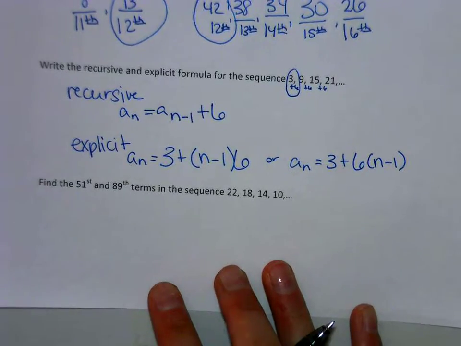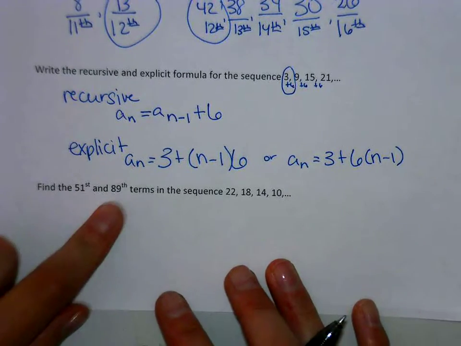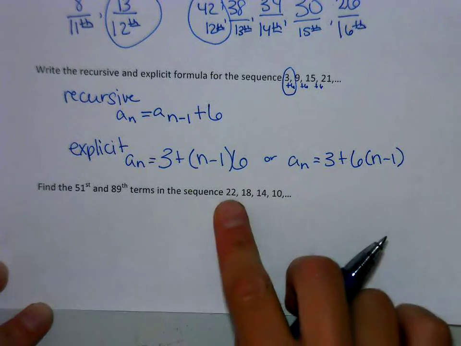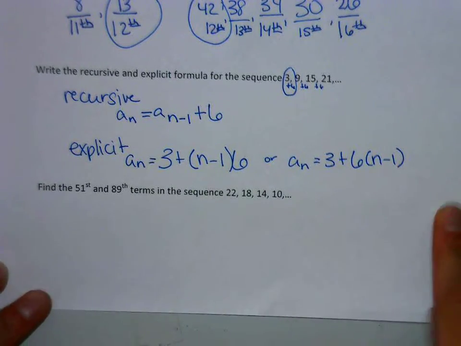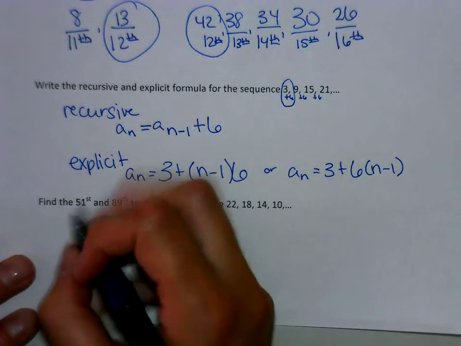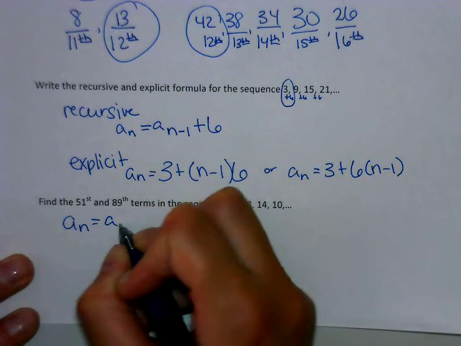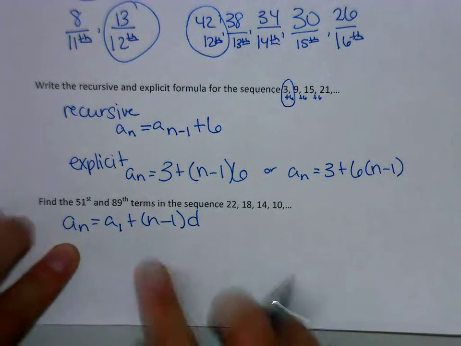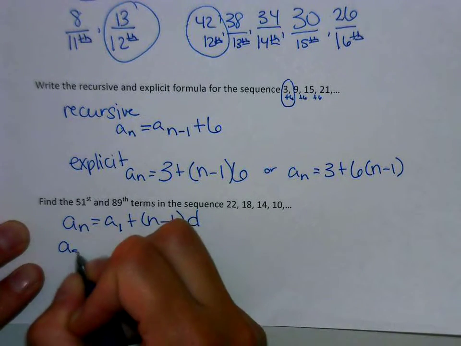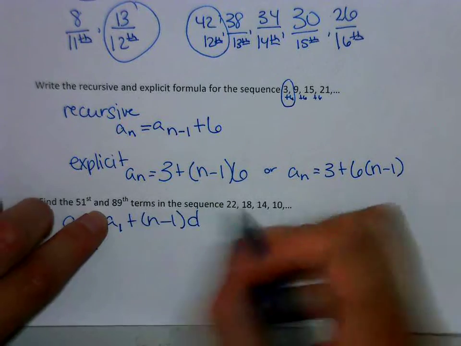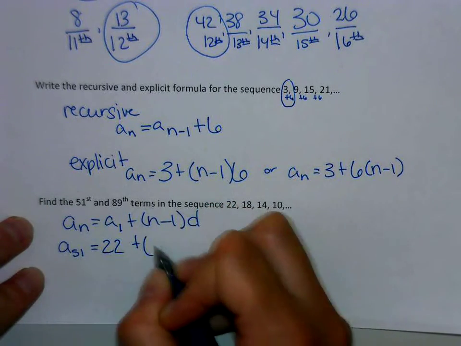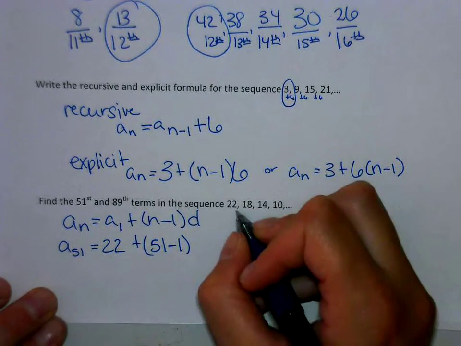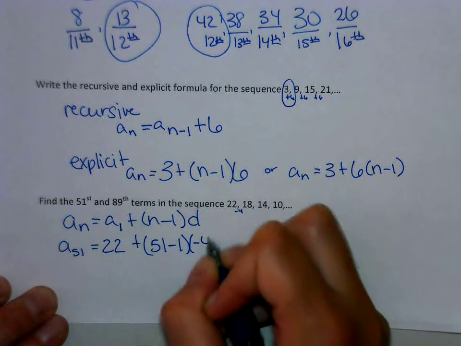Okay, so let's find the 51st and the 89th term of this sequence. Instead of having to figure out all of them, doing 22, 18, and keep going, let's use the explicit formula, which is a sub n equals a1 plus n minus 1 times our common difference. For the 51st term, our first term is 22, n is 51 minus 1, and our common difference, we're subtracting 4. So we're multiplying by negative 4.